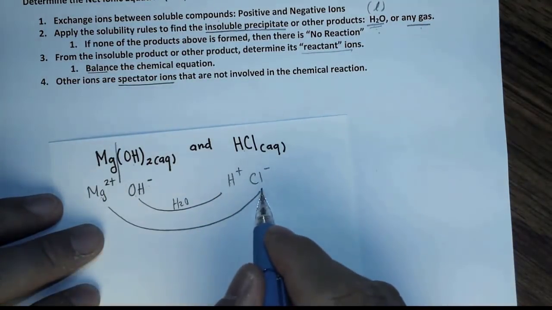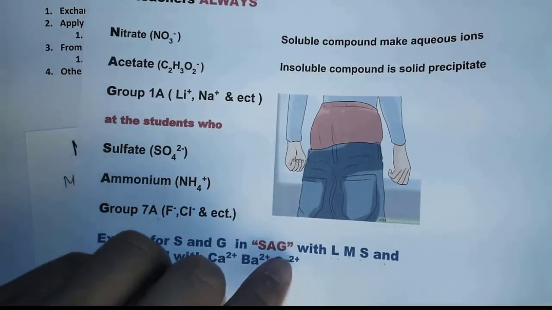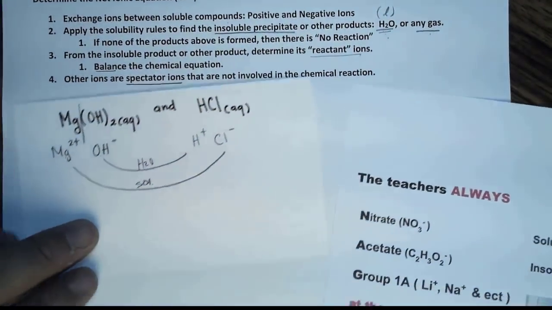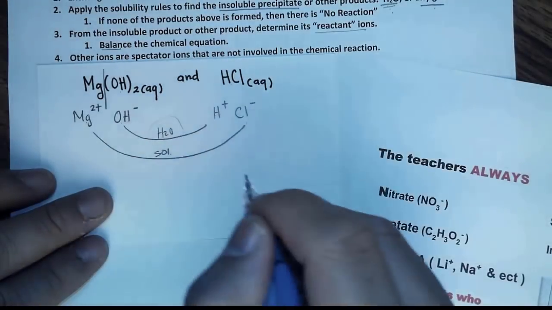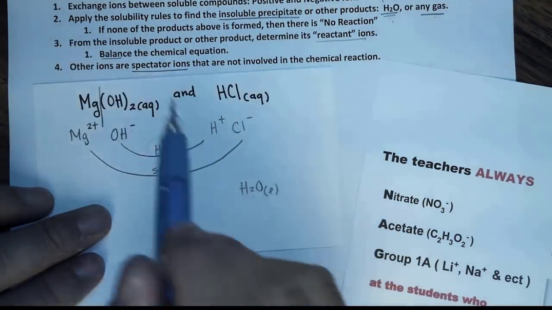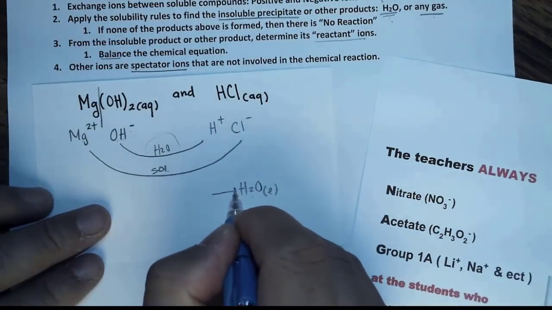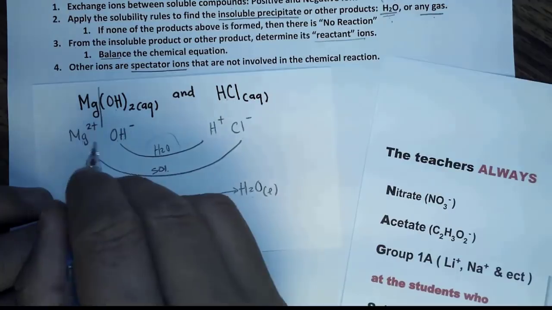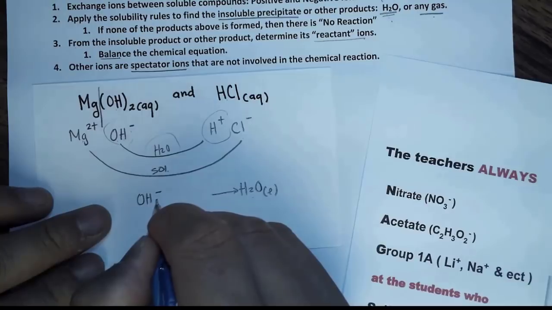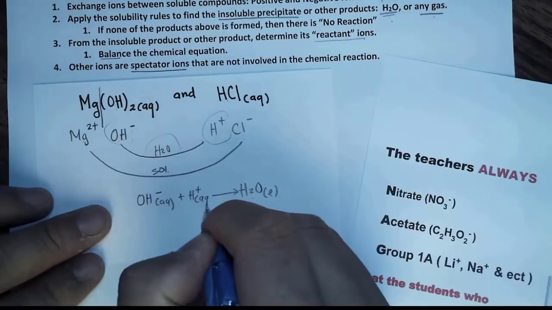Where magnesium and chloride, if we go back to our solubility rules, group 7A will be soluble except with LMS. In this case, it is with magnesium, so this is soluble. So what we're going to make is water. So we have H2O in a liquid form. So step number 2 is done. Now let's go to step number 3. We think backward, and this product of water is formed from, of course, the two ions right here. So in this case, it is OH- in aqueous form and H+ in aqueous form as well.